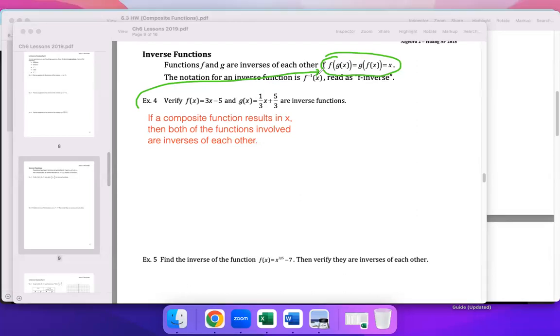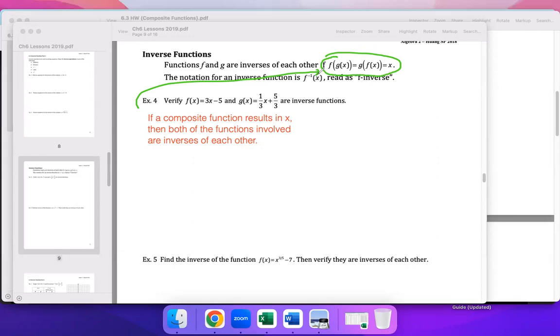If you distribute, you get x plus 5 minus 5, you get x. And there you go. If I did it the other way around, if I did g of f of x, I'd get the same thing. I'm not going to do it, it's kind of redundant, but that's what happens. So that's how you can verify two functions are inverses when that happens. Or at the very least, if you see this expression, know that f and g are inverses. So you want to be aware of that.